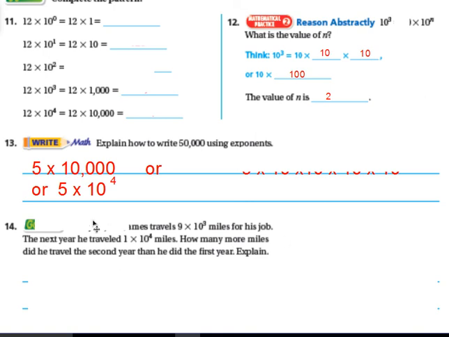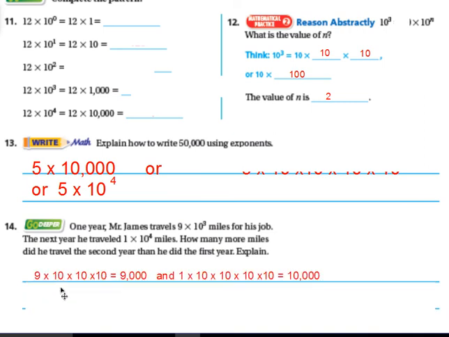All right, we got a story problem. One year, Mr. James traveled 9 times 10 to the third power miles in his job. So the first thing I'm going to do is, what is 9 times 10 to the third power? Well, to me, that is 9 times 10 times 10 times 10, which is 9,000. The next year, he traveled 1 times 10 to the 4th miles. What was that? That was 1 times 10 times 10 times 10 times 10, which is 10,000.